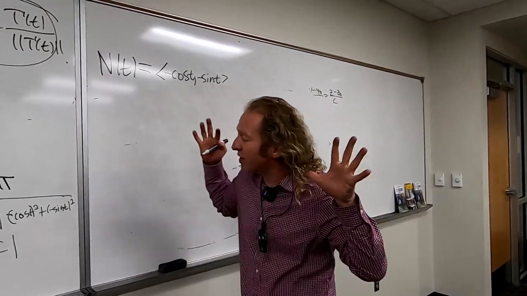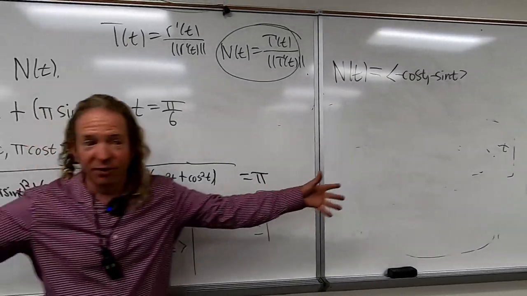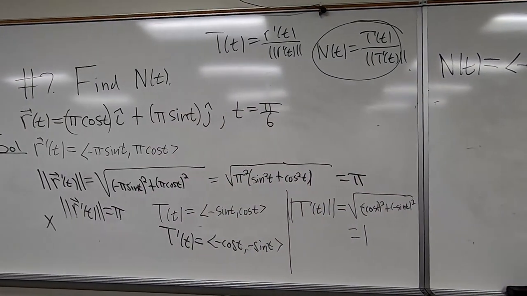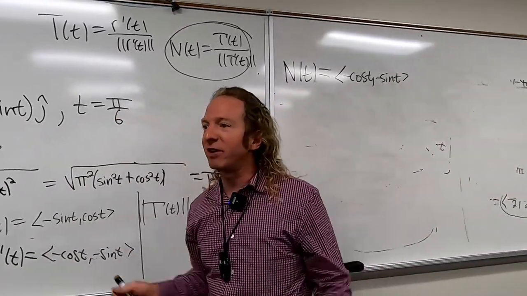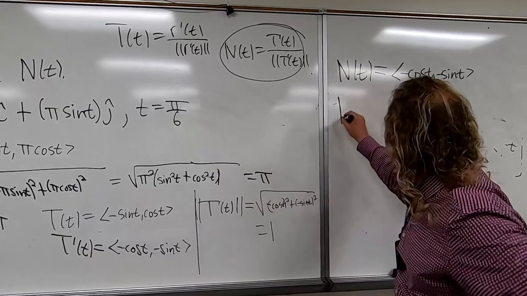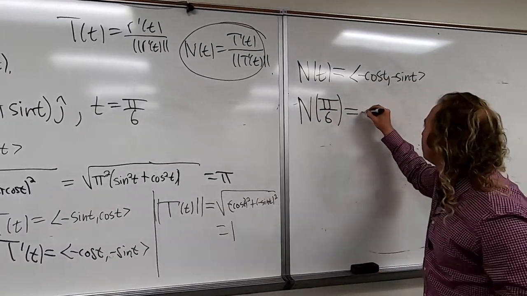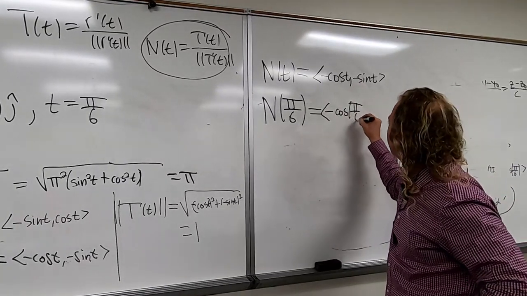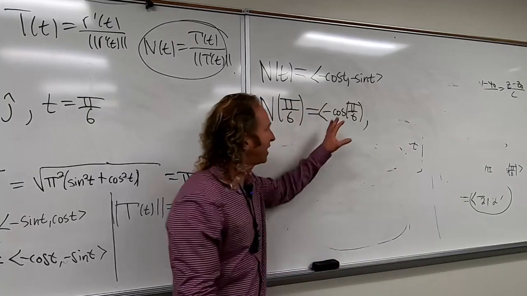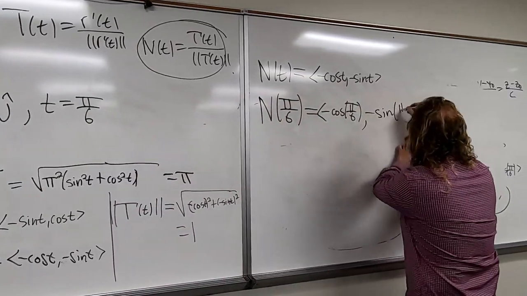What's the last thing we have to do in this problem to finish? The parameter, which is pi over 6. This is called the parameter, by the way. That's the value of the parameter, fancy word. So let's plug in. So N of pi over 6 is going to be cosine pi over 6, and then negative sine pi over 6.